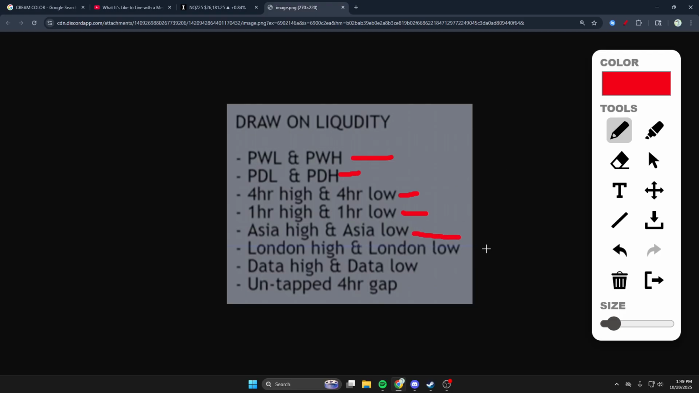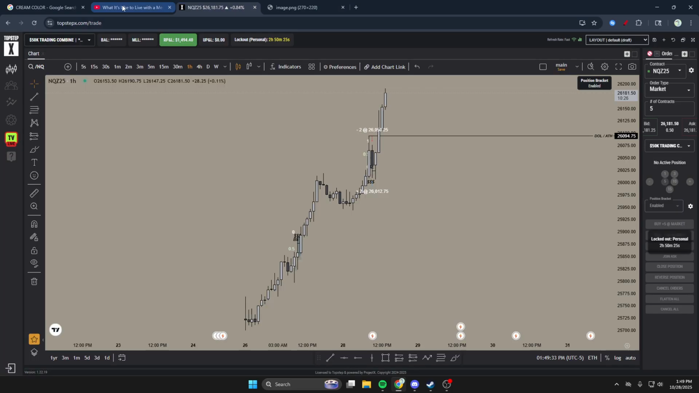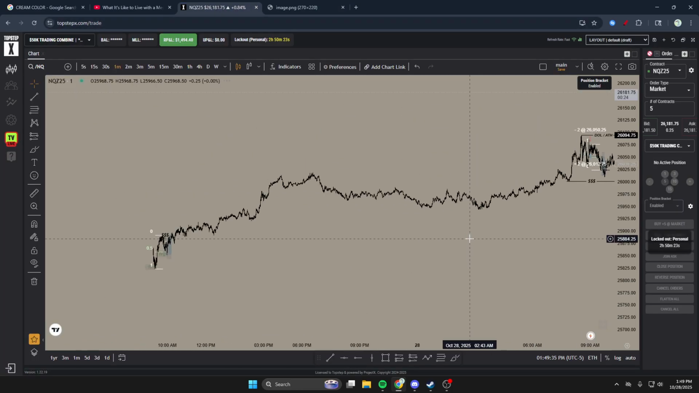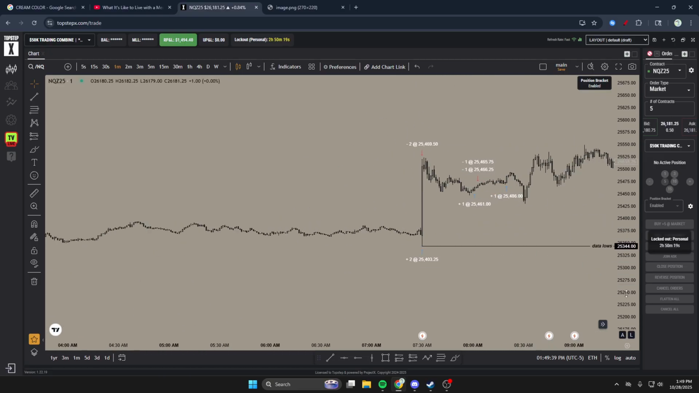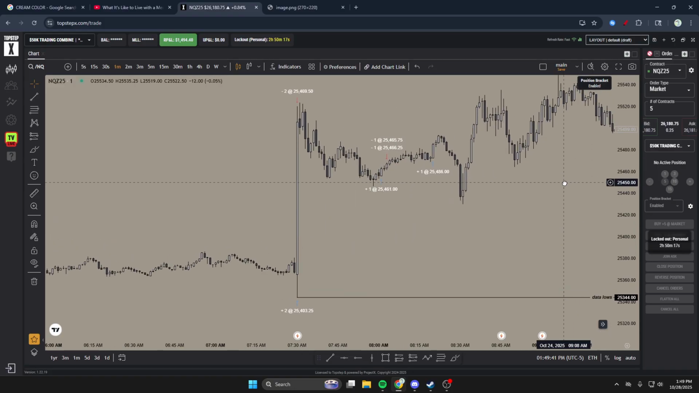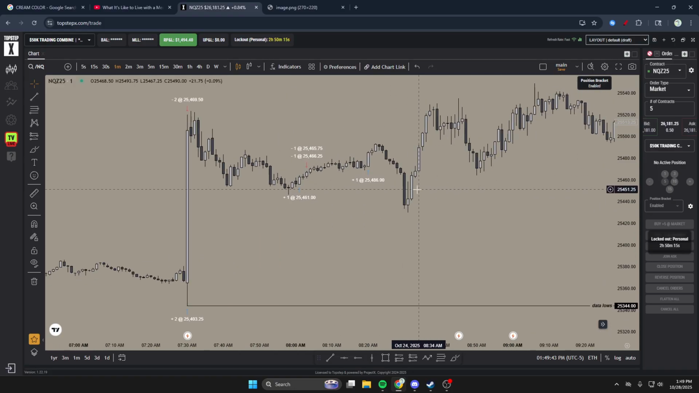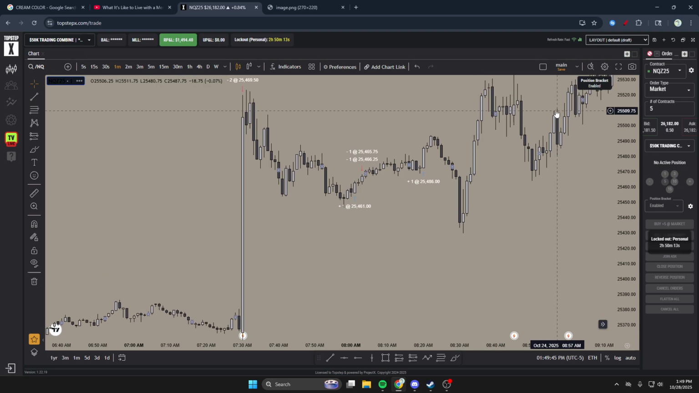And then you have your London and Asia highs and lows, and your data highs and lows, which is basically your news candles. Whenever your news candles form, like we had CPI a few days ago. We had, where even is it? Look at this. A massive wick. I don't know what happened here. There's no way I took a trade there.